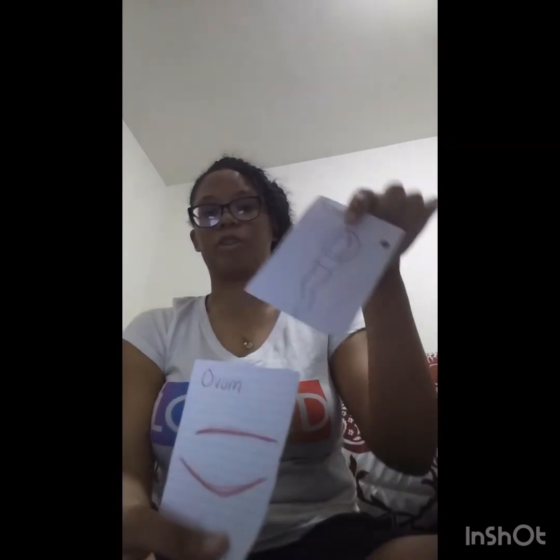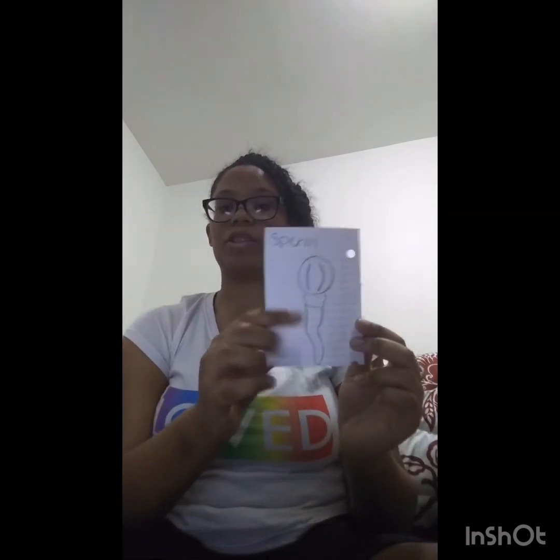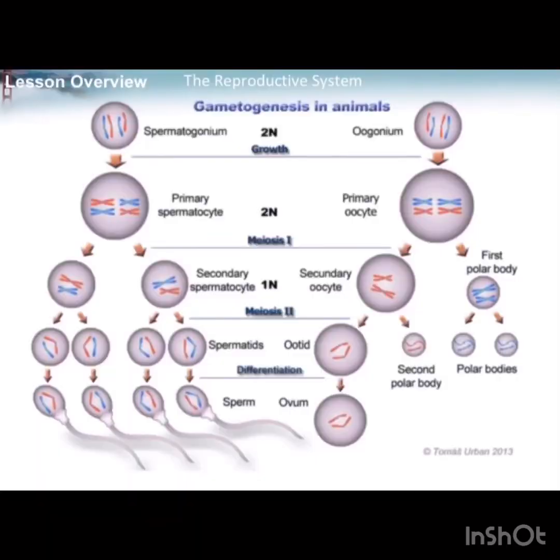Lastly, which cell, the sperm or the ovum, just to remind you what they look like, provides more genetic information and/or nutrients to the zygote? Now, we said that the sperm provides genetic information while the ovum provides nutrients.